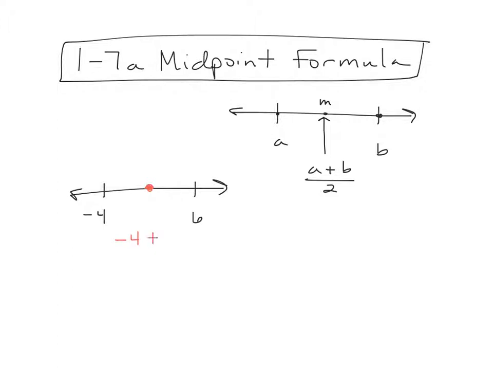-4 plus 6 divided by 2, right? So -4 plus 6 is 2. 2 divided by 2 is 1. So that means your midpoint here is at the number 1. Right? If you think of it this way, you have to go 5 units to get to -4. You have to go 5 units to get to 6. It's perfectly in the middle of the 2. Okay? So that's on a number line.